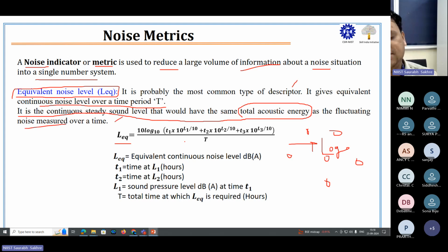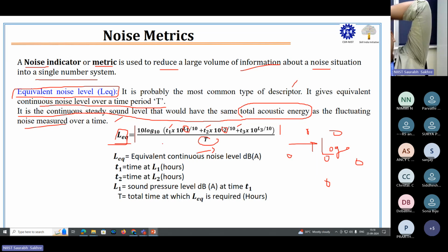Okay, you are measuring noise at so many places at different times. T1, T2, T3 times you are measuring, and you are having these values of noise at T1, noise at T2, noise at T3. So you will multiply it by 10 log 10 and you will divide by T. So you will be getting an equivalent continuous noise level, which will have the same acoustic energy as all of these together. Okay, then you can make a decision with a single number.